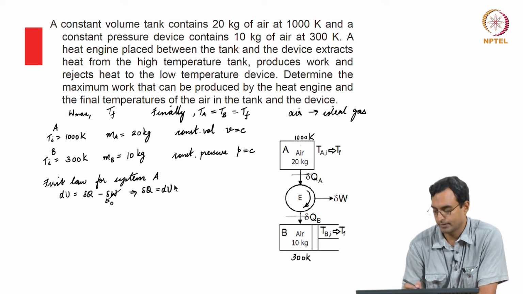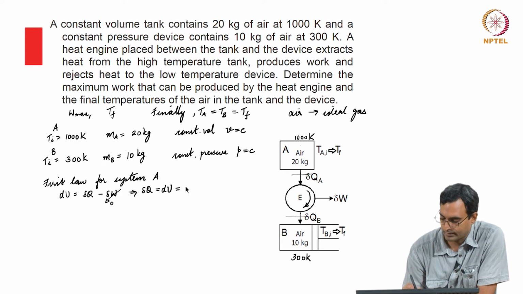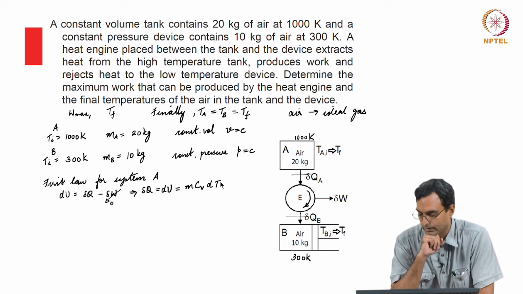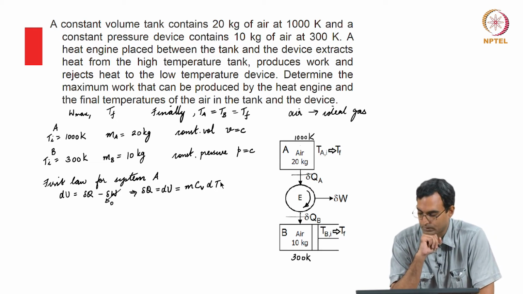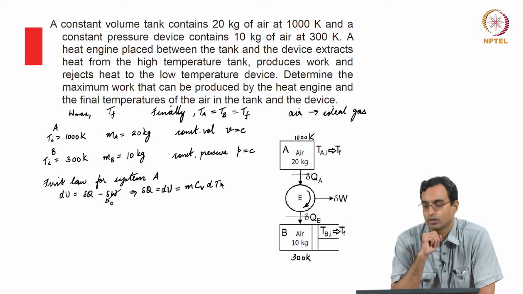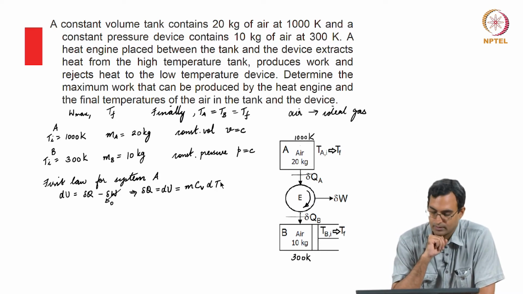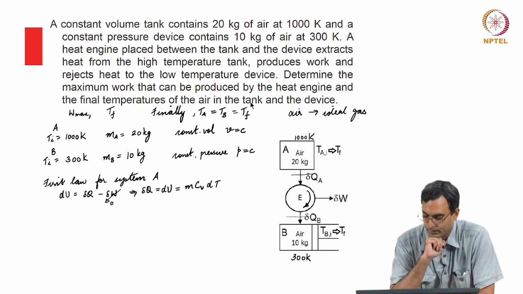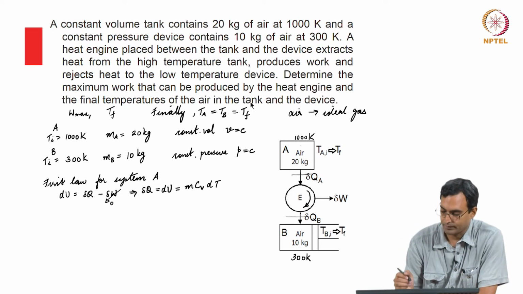This is an ideal gas. So, I am going to assume a perfect gas with constant Cv. So, I can write this as m Cv dT for A. So, that is an expression which I have. I know the initial temperature, I do not know the final temperature. The initial temperature is 1000, final temperature is some Tf. So, that is something which I have.